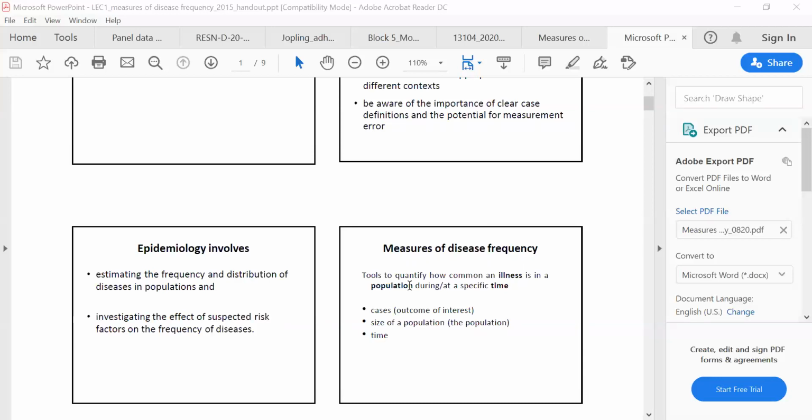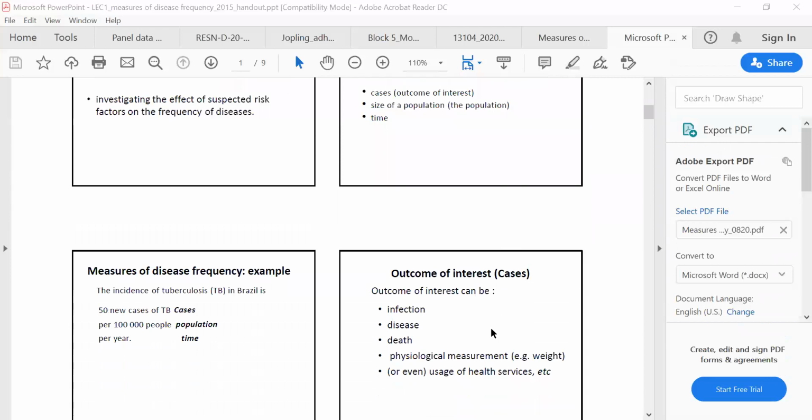We need to understand exactly what this outcome of interest is that we're measuring. What is the size of the population in which this outcome of interest or this disease is occurring? And at what time are we having this disease?